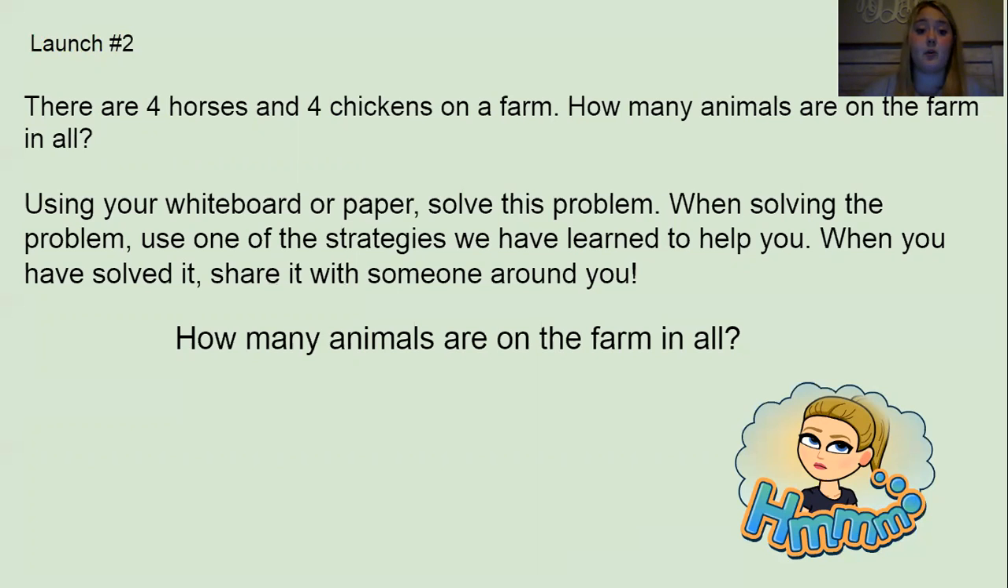So just like before, I want you to use your whiteboard and paper to solve this problem. When you are solving the problem, I want you to show me at least one of the strategies we have been working on to help you solve it, okay? So you can show me drawing a model, you can show me using your counters, or using a number line, or your part whole map, or any other strategy that we have used, okay? I want you to pick one of those and use it to solve this problem. If you want to show me in more than one way, that is great too.